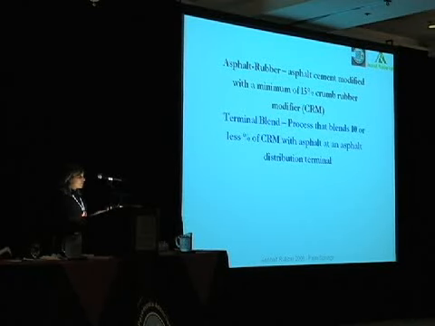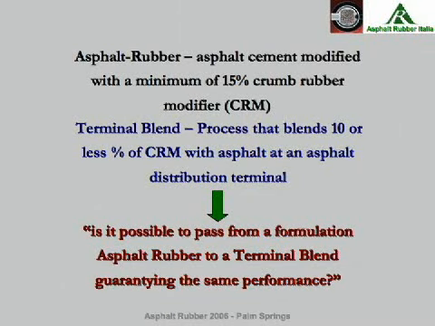And we consider that asphalt rubber is a modified binder with at least 15% of crumb rubber, while a terminal blend is a crumb rubber modified binder, but with 10% or less. Usually, this kind of formulation has some additives or some extender oils. And the question was, is it possible to pass from a formulation of asphalt rubber to a formulation of terminal blend with the same performance that we know asphalt rubber has in the field? So we decided to make some conventional tests, easy to explain to people, and to see what happened.